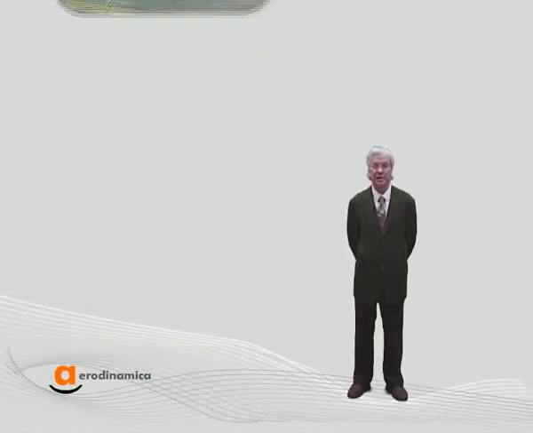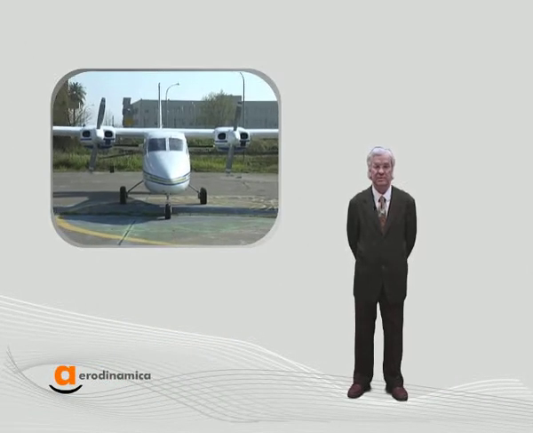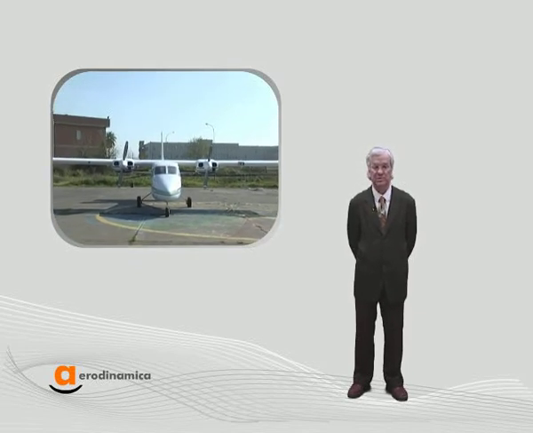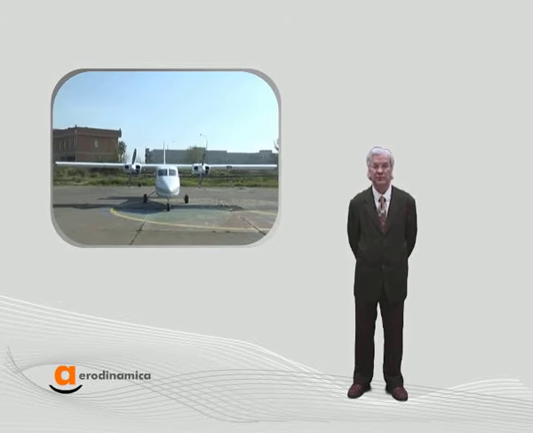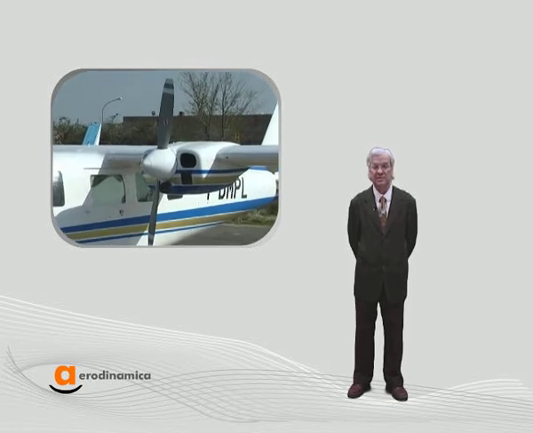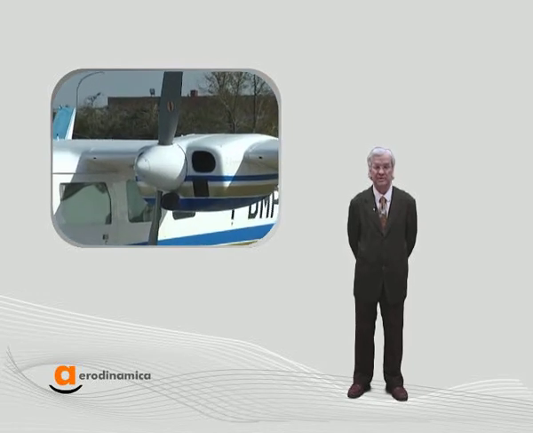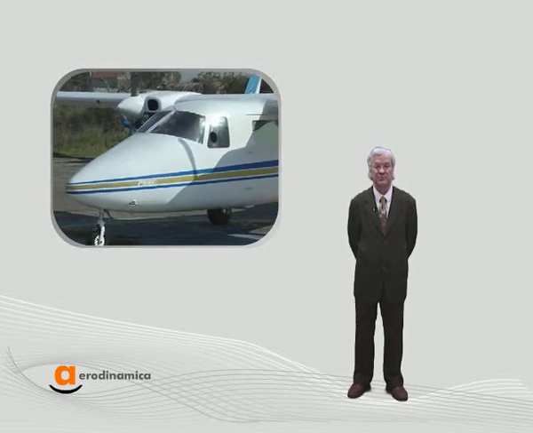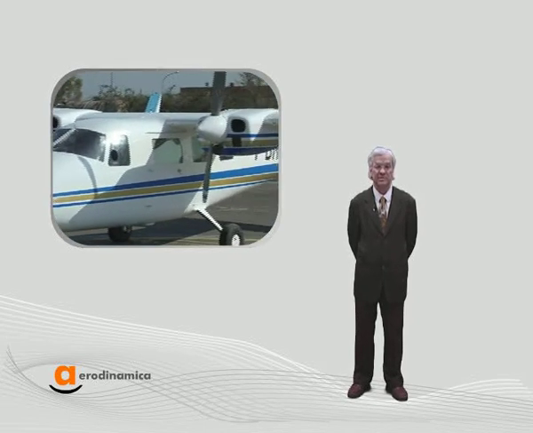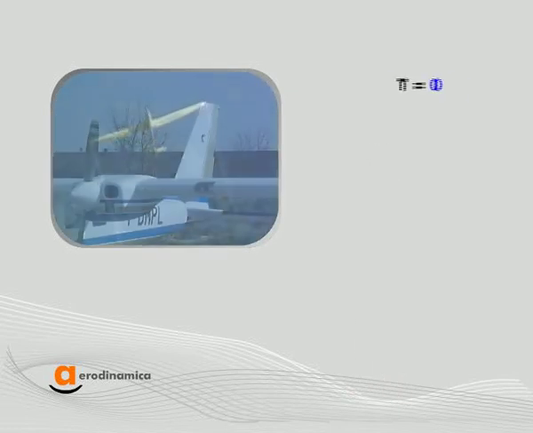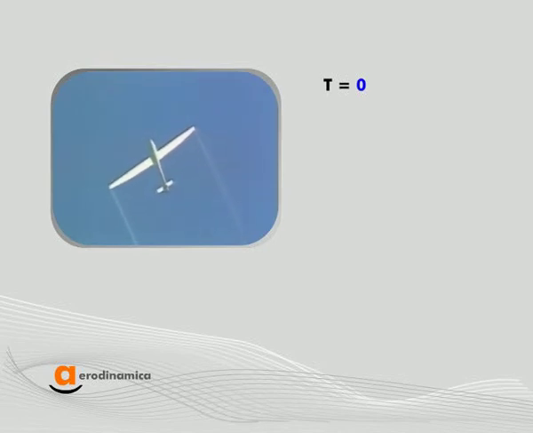The Partenavia P68 is a twin-engine aircraft. Let's suppose there's a sudden breakdown and both engines stop. What do you think would happen? Well, don't worry. It's extremely improbable that both engines stop. Yet, let's suppose it happens. We would have the gliding flight, that is a descending flight typical of gliders that have no engines. The gliding flight is a flight with a thrust T equal to 0.